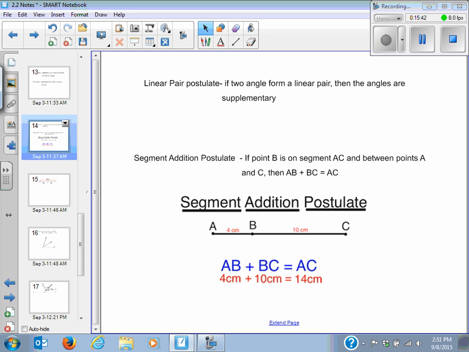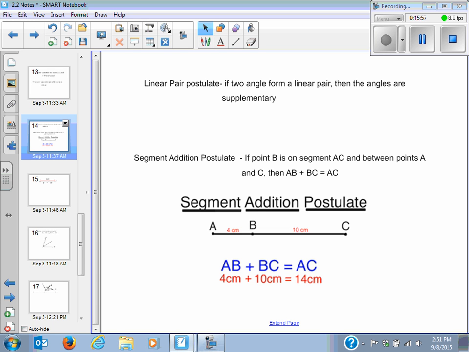So here we go. We've got a postulate we're going to use. The linear pair postulate says if two angles form a linear pair, then the angles are supplementary. We talked about that. So if I tell you that they're a linear pair, you know that they're going to add up to 180 degrees.